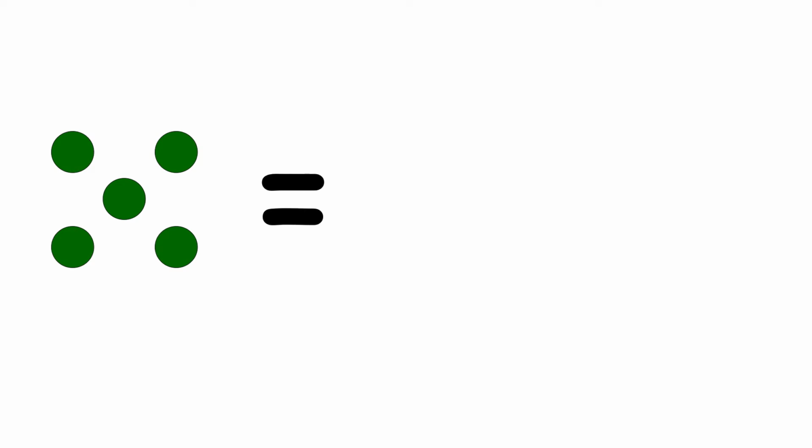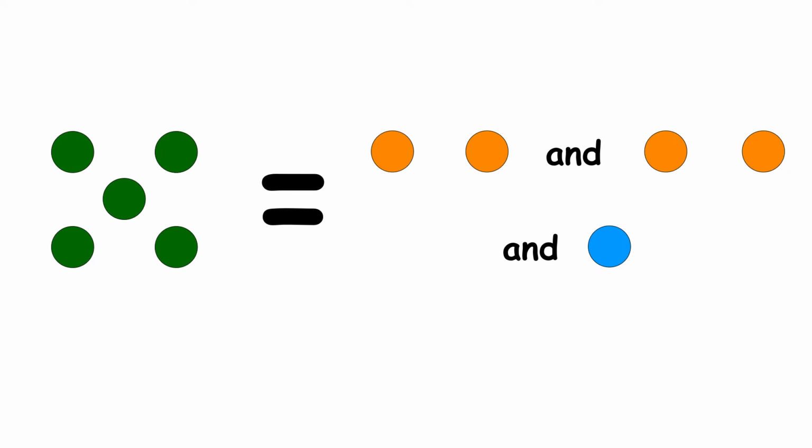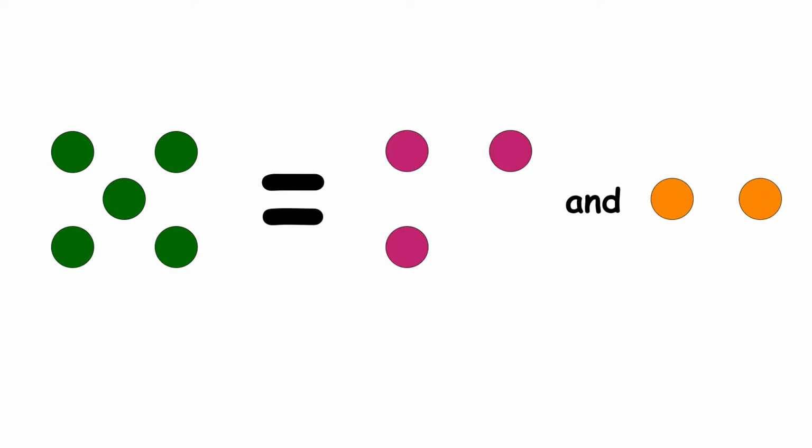5 is the same as 2 and 2 and 1. And for the last way to partition 5, 5 is the same as 3 and 2. Now let's look at all the ways to partition 5 in one go.